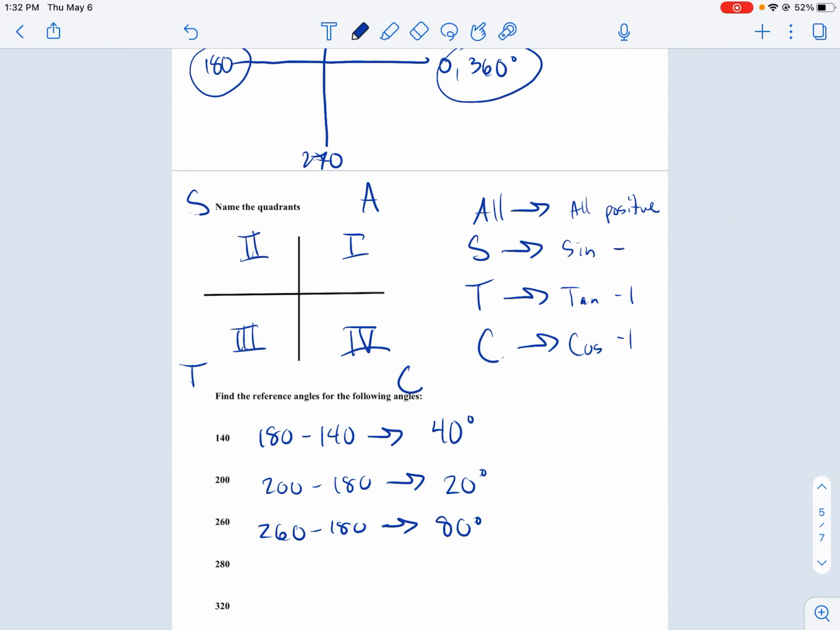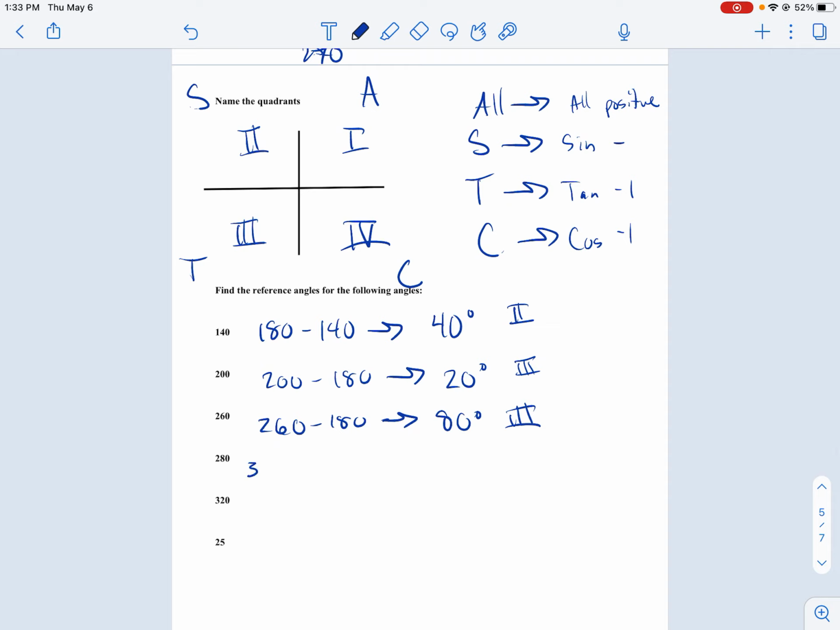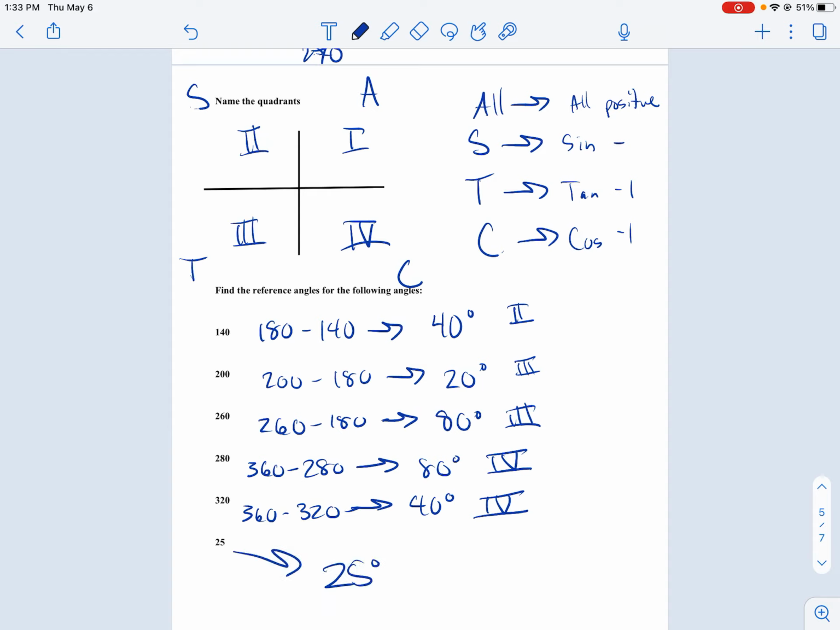Also this is, let's see, quadrant 2, right? No, that's quadrant 3. This is quadrant 3, and this one's quadrant 4. So 360 minus 280, and that's going to be 80 degrees, but that's in quadrant 4. 360 minus 320 is 40 degrees, quadrant 4. And 25 is in quadrant 1, and the reference angle is just 25 degrees.